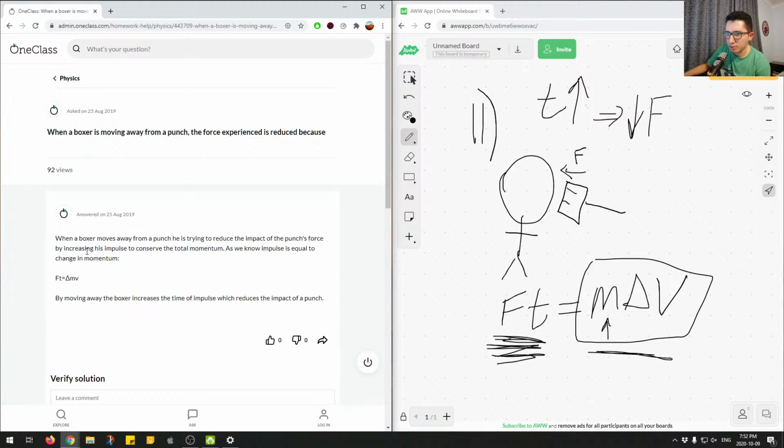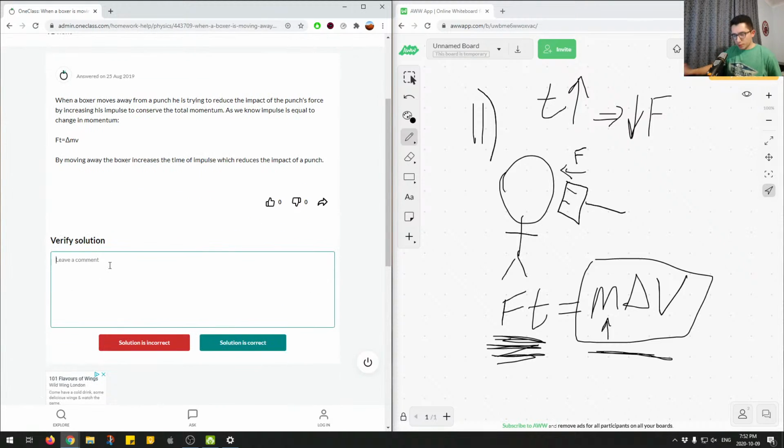So let's look at the attempted solution. When a boxer moves away from a punch, he's trying to reduce the impact of the punch's force by increasing his impulse. To conserve the total momentum, as we know, impulse is equal to change in momentum, so there's the equation we're looking at. By moving away, the boxer increases the time of the impulse, which reduces the impact of the punch. So this is the correct answer. Great job.